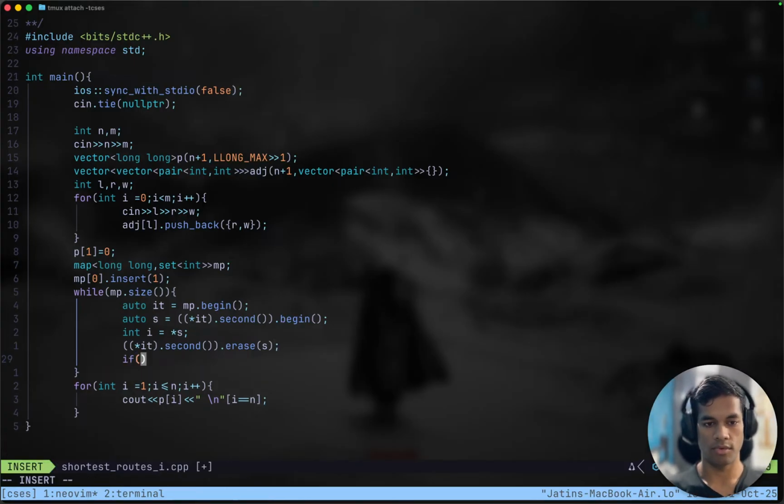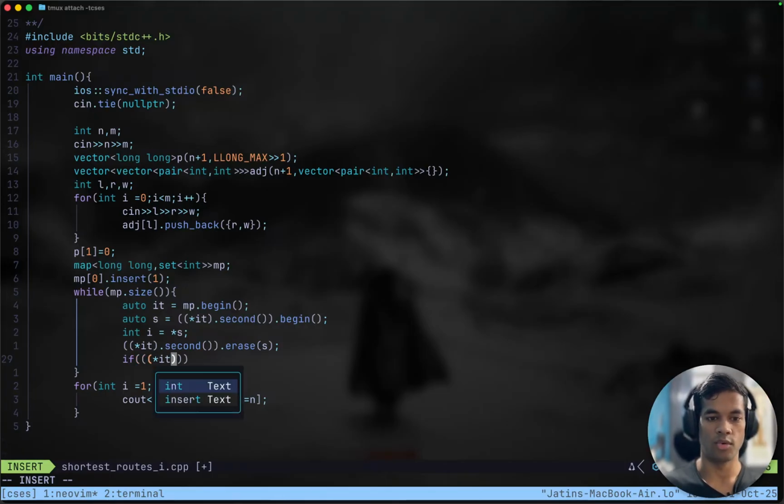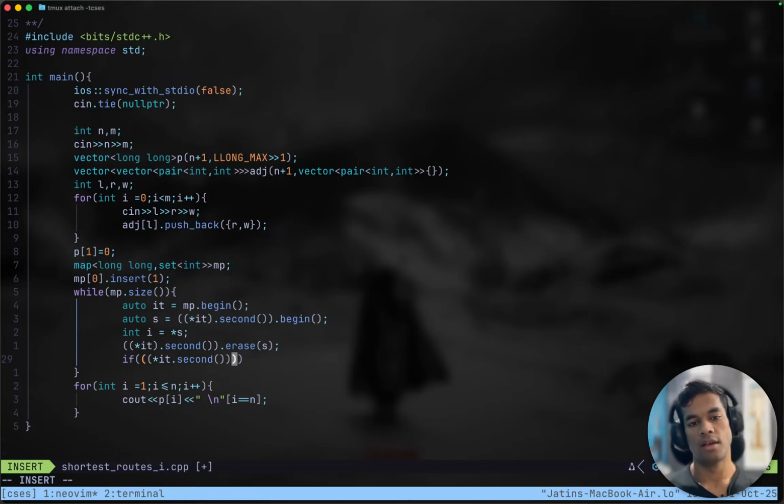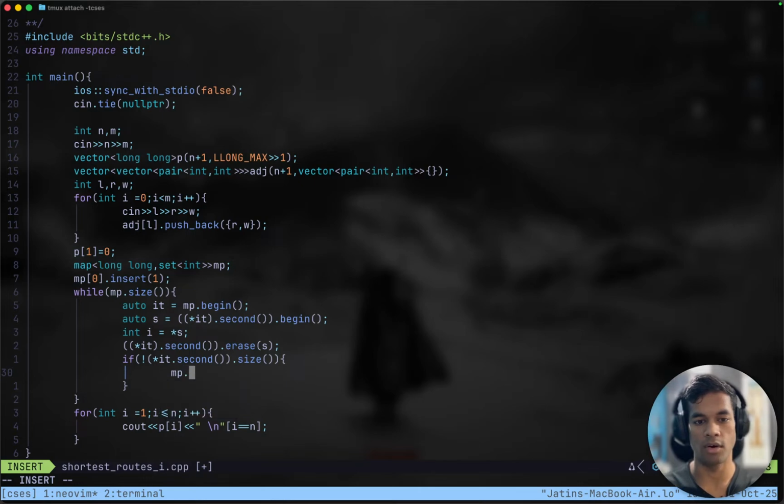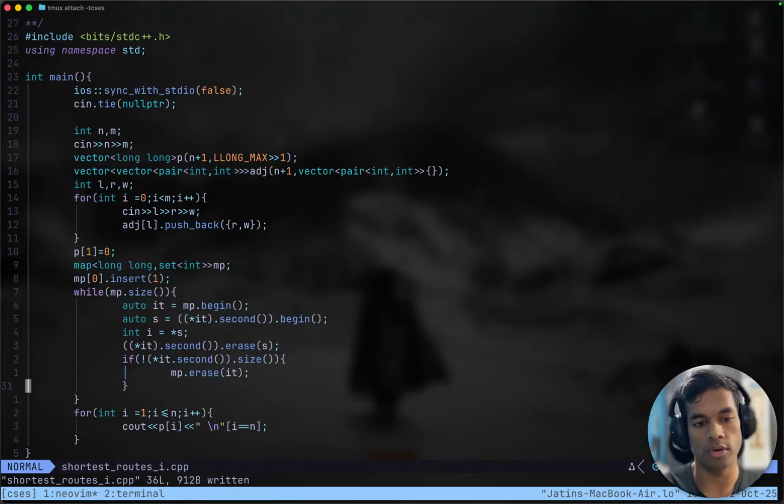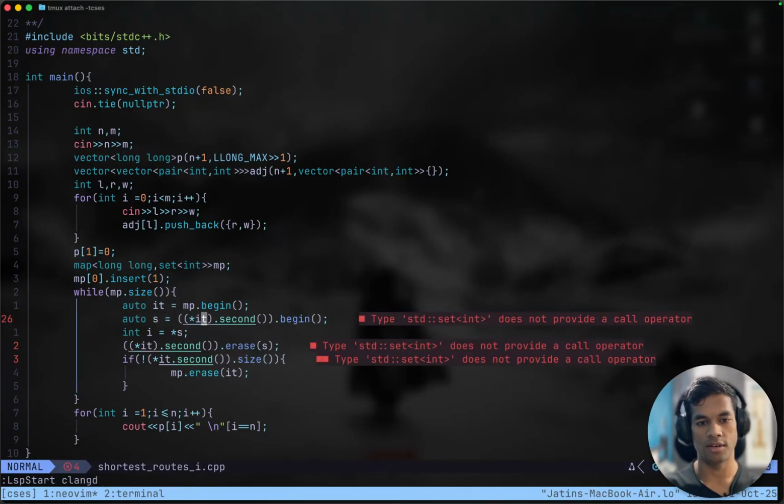If that is just too many layers, go to IT dot second, which does return a set. And in this set, dot size, get the size of the set. If this size is 0, if not size, then how do we delete a key from a map? mp dot erase it, I think would work. mp dot erase it, yes. I think it should work. Yes. LSP start. Okay. LSP start clangd, and there are errors. And why does the error have a line here? This line looks pretty cool.